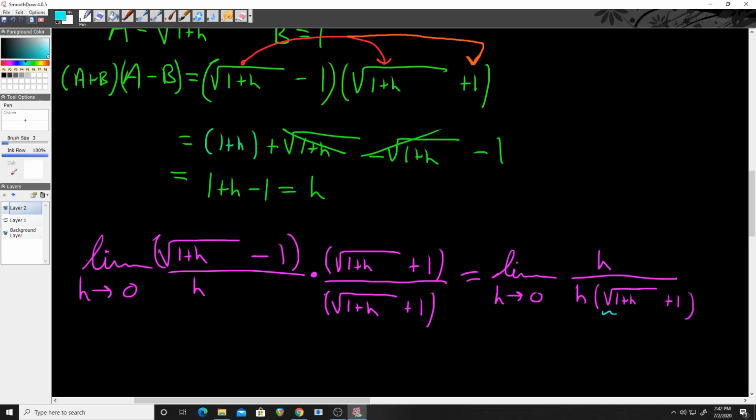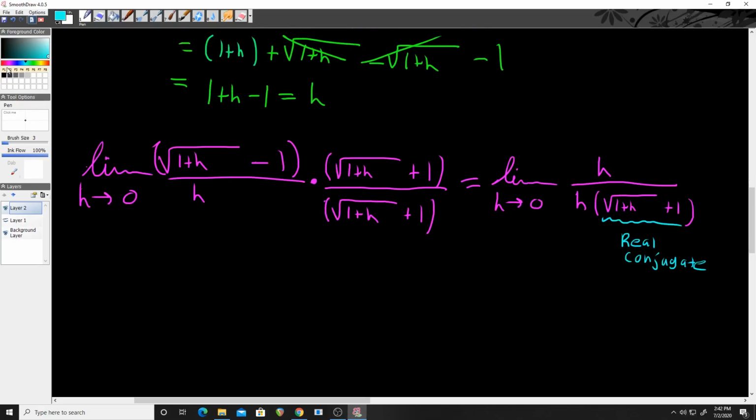This is called the real conjugate. Also called the algebraic conjugate, just so you know. Anyway, now look what happens. Look at the h's. We have an h on top and h on bottom. This is h times 1, so be careful. Don't just send the denominator up top, like I see a bunch of students do. The h's go away.